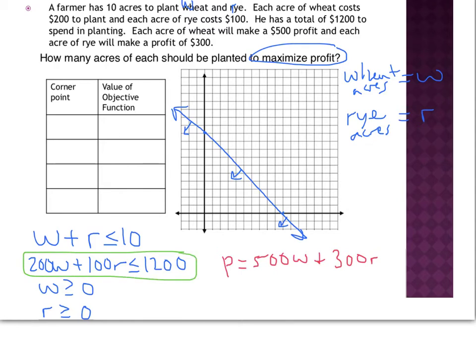So I have 200W plus 100R is less than or equal to 1200. For W, I would cover up this one here. When we divide 1200 by 200, we get 6, and that's going to go on our x-axis right there. Then when I cover up this one here, I'm left with 100R equals 1200. Think of this as an equal sign when we're doing this part. So 100R equals 1200. That means I get 12 for R, which is like our y coordinate.